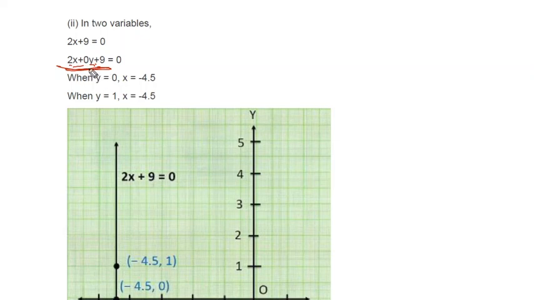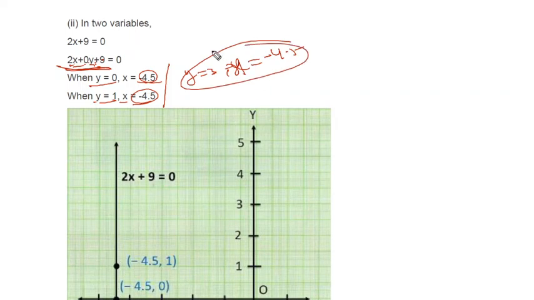Now we can take any independent value of y. First we will take y equal to 0. If y equal to 0, x will be equal to how much? x will be equal to minus 4.5. Now when you take y equal to 1, x will be equal to minus 4.5. You can take several other examples. When you take y equal to, suppose, 3, x will be equal to minus 4.5. So take a minimum of 3 points. Actually I have taken only 2 points here, so please take 3 points.